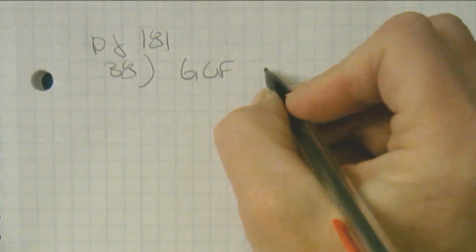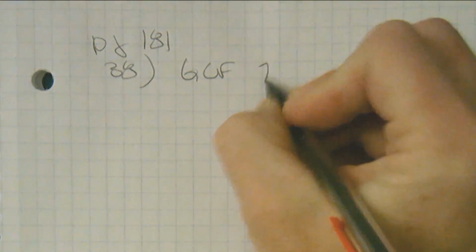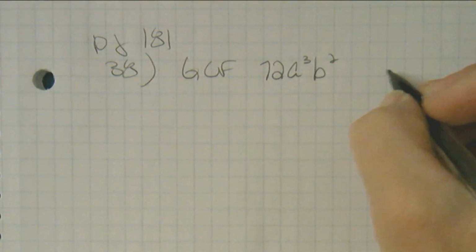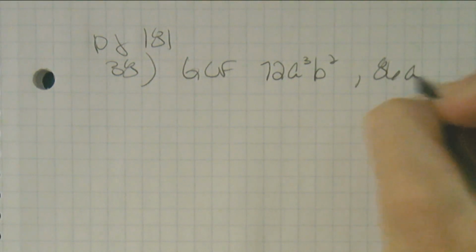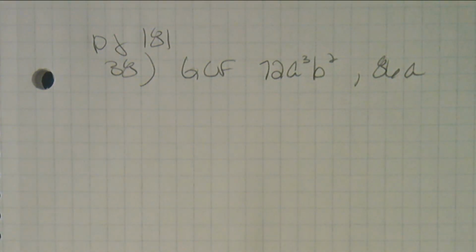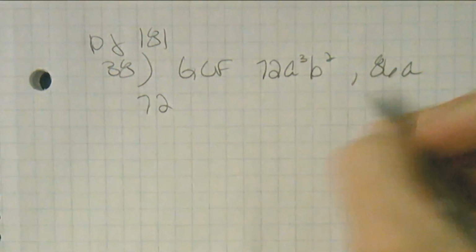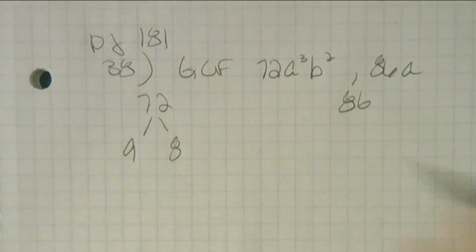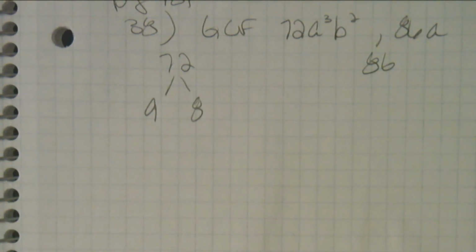If we take a look at number 38, 38 said we want to find the GCF of 72a cubed b squared and 86a. Okay, so let's do our prime factorization. So I have 72 and I have 86. Well, 72 is 9 times 8, right? Is that 9 times 8? Yeah.